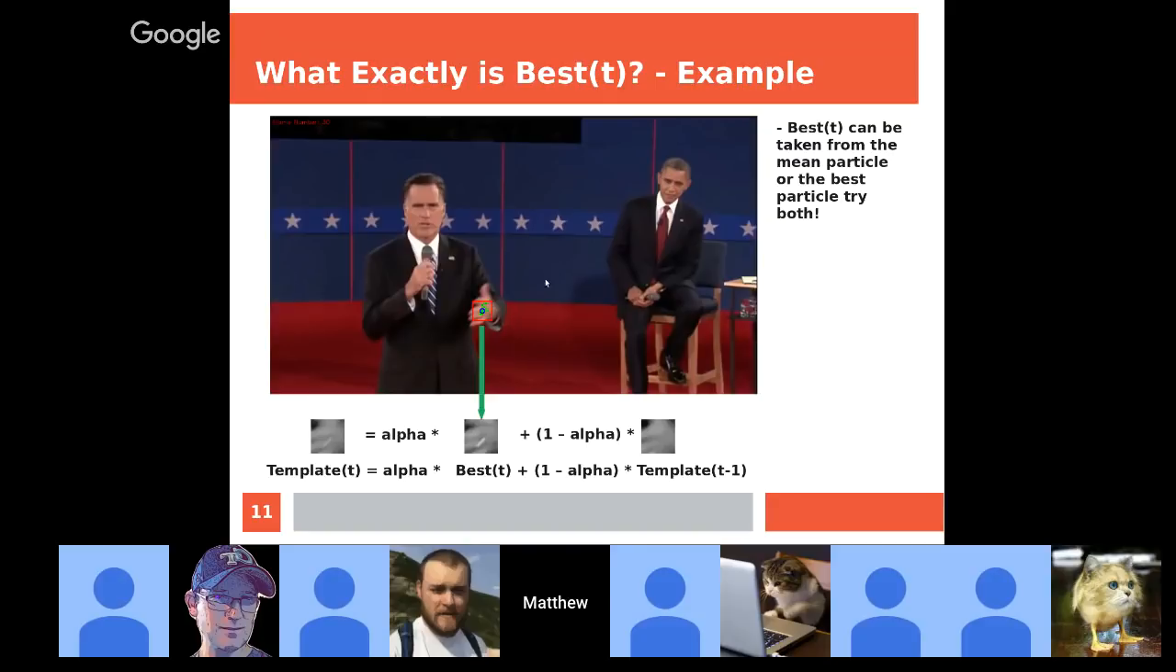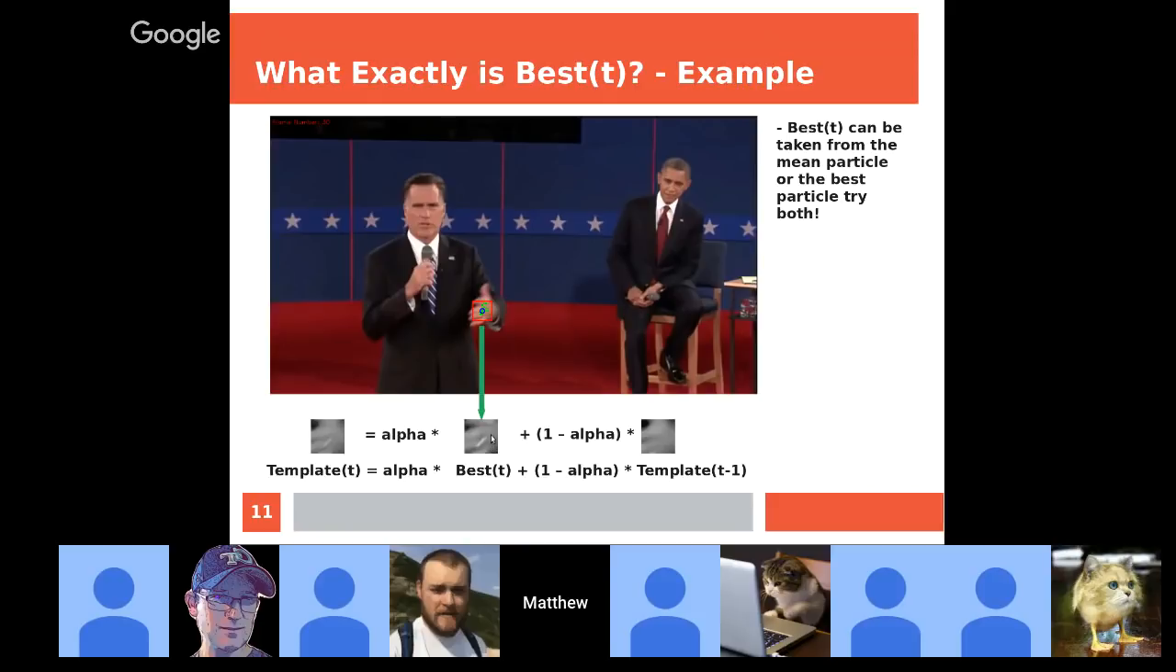There's one subtlety, which is how exactly do we select this window that we're going to pull from the frame? And there are two approaches. One is you can take the weighted average of all your particles, which is this nice red square or red rectangle you're rendering, and pull that as your template estimate. Or you can find the very best particle, which is the one that best matches the old template, and use that to create your new template update, or your best of t.